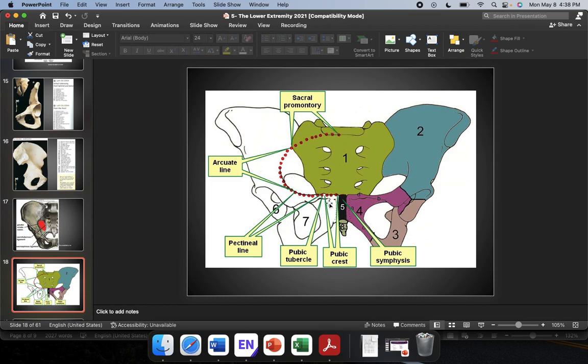Just a reminder here about the pelvic brim and the structures that help make up the pelvic brim: the sacral promontory, the ala of the sacrum, the arcuate line, pectineal line, pubic tubercles, and into the pubic symphysis.